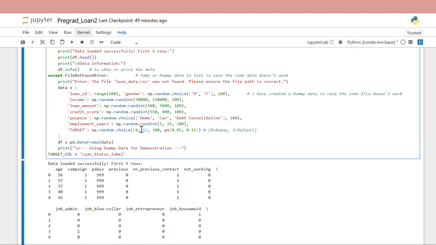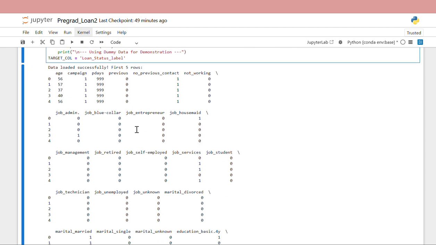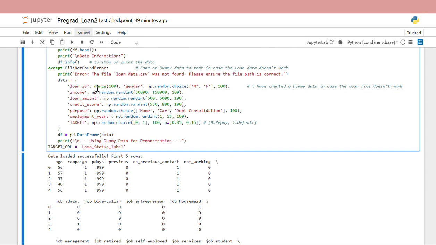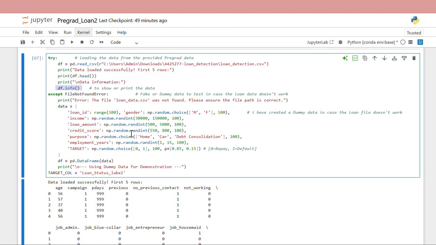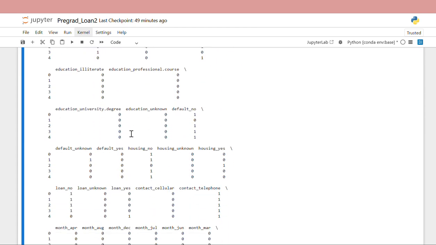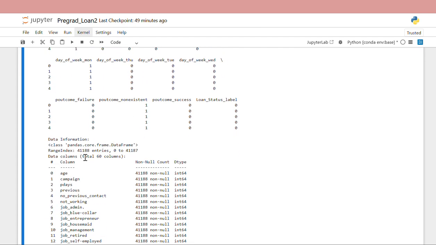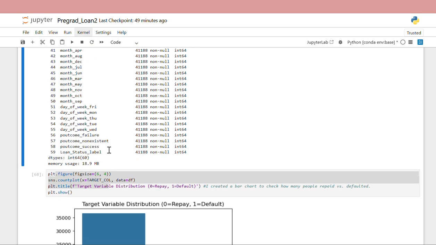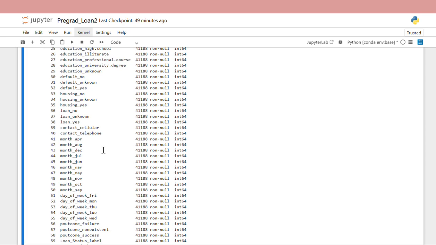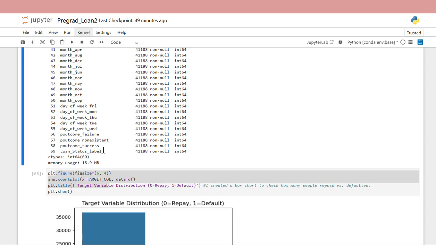After loading the data, I have displayed the first 5 rows using the df.head function and data information using the df.info function. This contains 60 total columns and 41,188 rows. This helped me understand what kind of data was present, such as the number of columns, data types, and if there were any missing values.